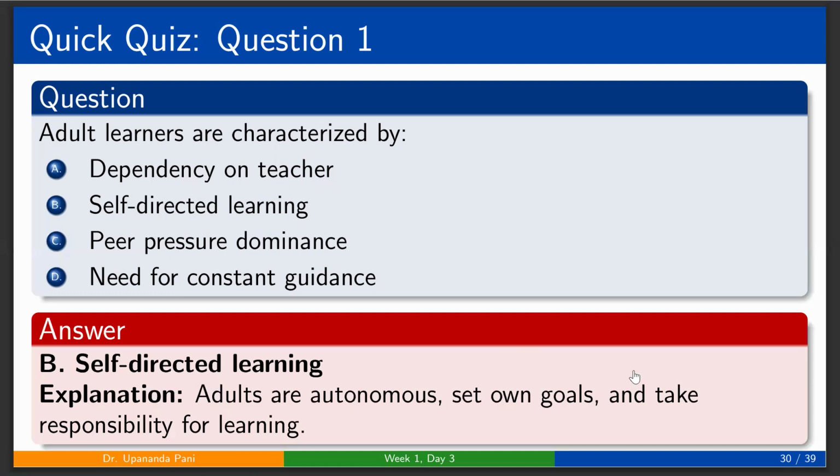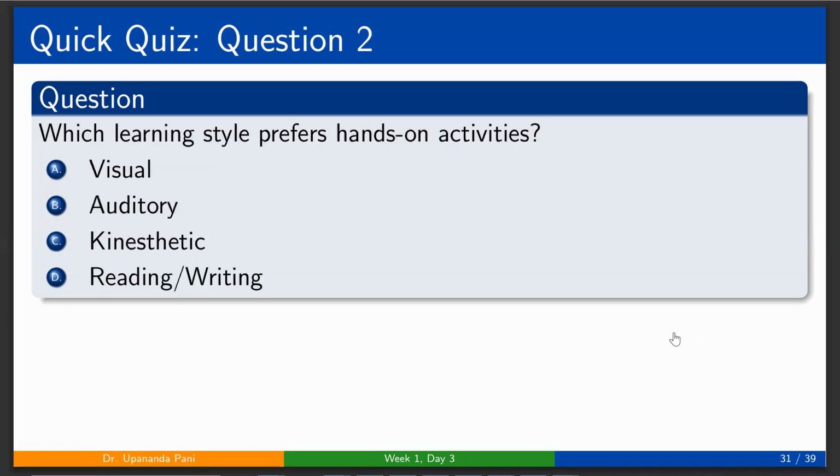Then what is the need of this actually? If you see, B is basically self-directed learning, right? So adults are autonomous, they can set their own goals and they take responsibility for learning. Now, next is which learning style prefers hands-on activities? Visual, auditory, kinesthetic, reading or writing?